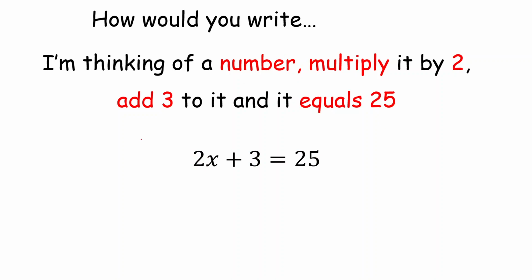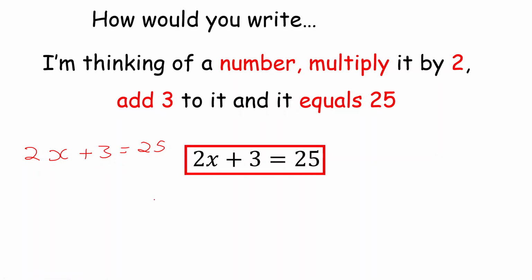So again, I'm thinking of a number, which is x. I multiply it by 2, so I do 2 times x. I add 3 to this, and I put it equal to 25. And this is an example of a 2-step equation, because I've done 2 things to my equation. And in the next video, we're going to look at using the balance method again to solve this equation.